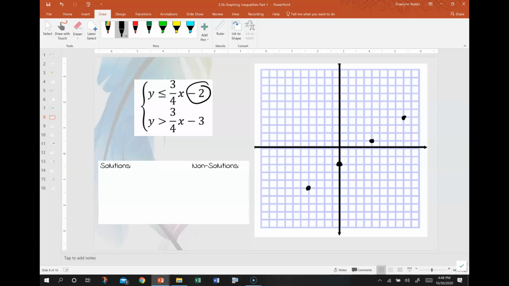And I'm just going to continue this pattern until I run out of graph. Now notice this is going to be a solid line shaded below. So now I can connect my dots.